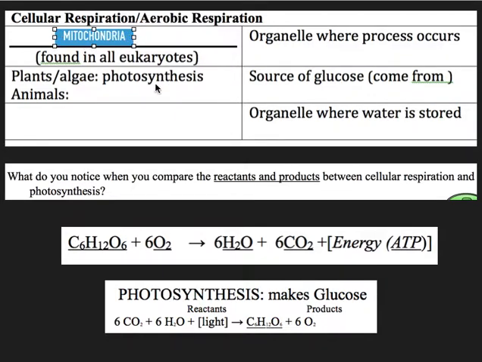Okay, so the mitochondria is the organelle where the process occurs. Okay, the source of the glucose. Plants and algae use photosynthesis, which makes glucose. But for animals, what do we use? What do we have to do to get glucose? We have to eat food to get glucose.